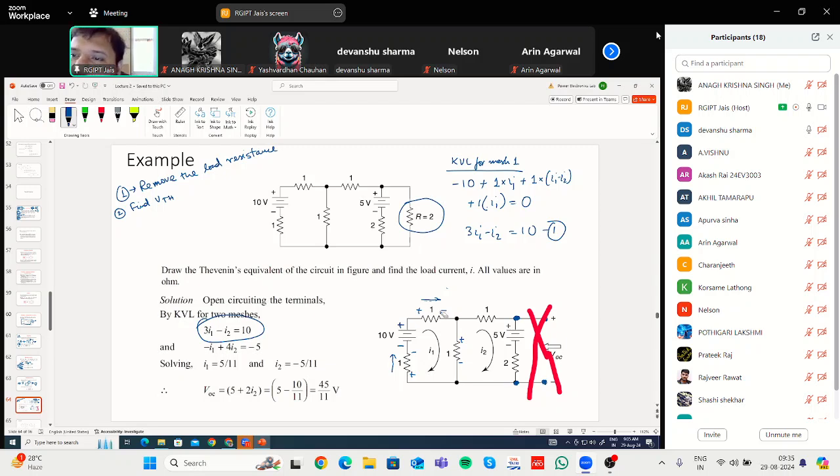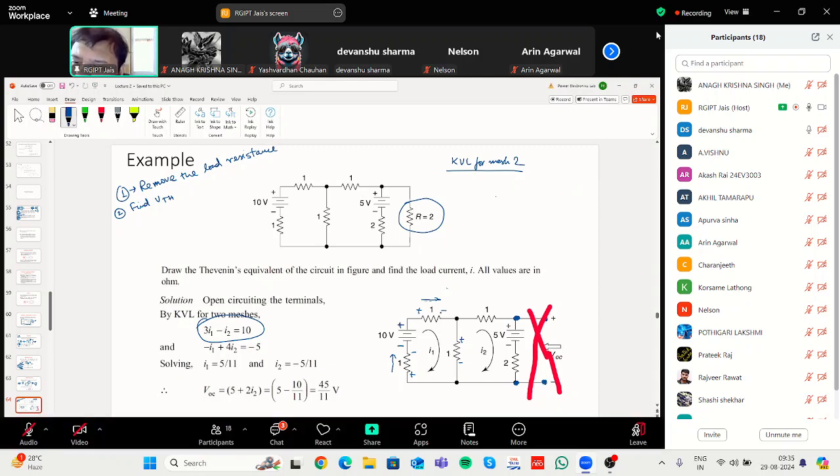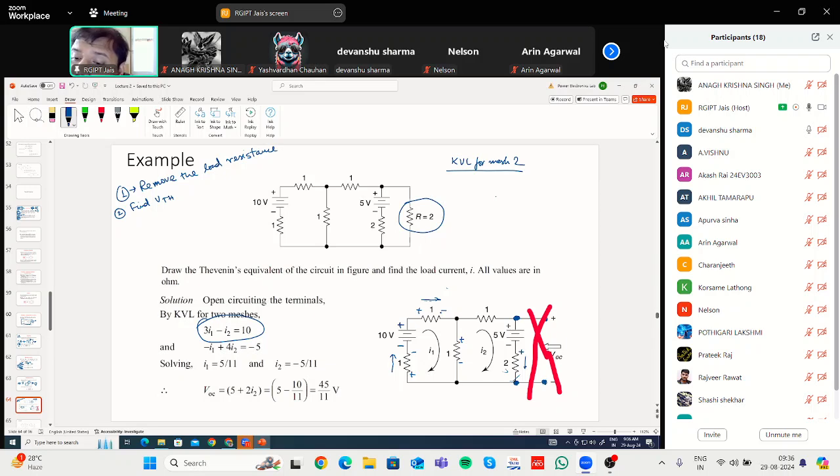Now we will apply KVL for mesh 2. Again, first you have to identify the plus and minus signs. The voltage source is clearly given plus and minus sign. Again, I2 will be flowing through this 2 ohm resistance from top to bottom, so it will flow from higher potential to lower potential. Similarly, through this 1 ohm resistance, current will be flowing in this direction, so this will be plus, this will be minus.